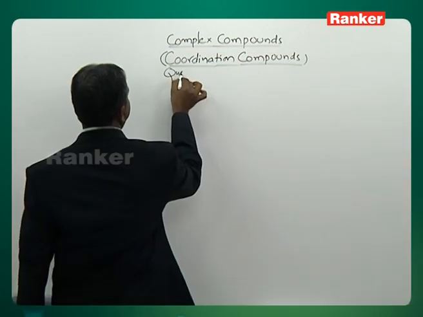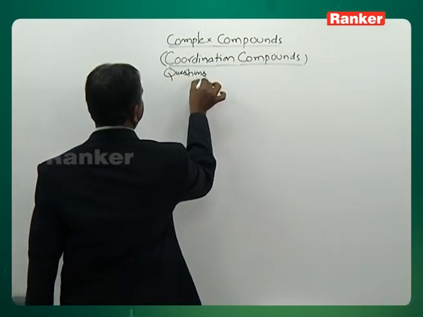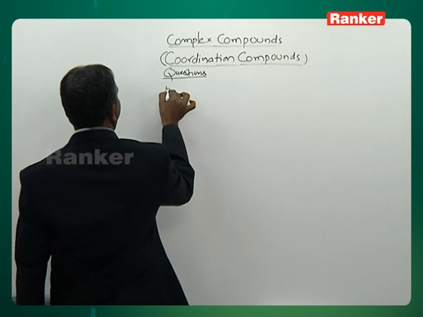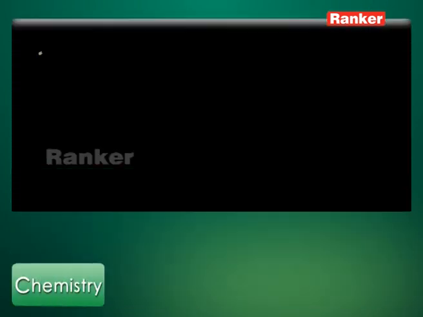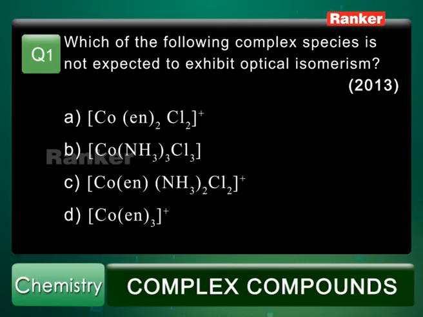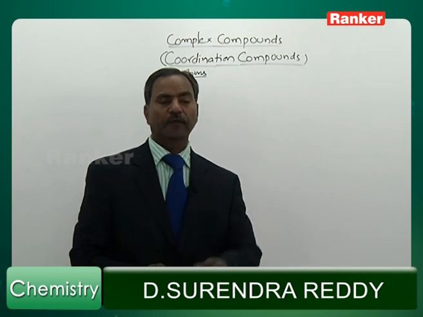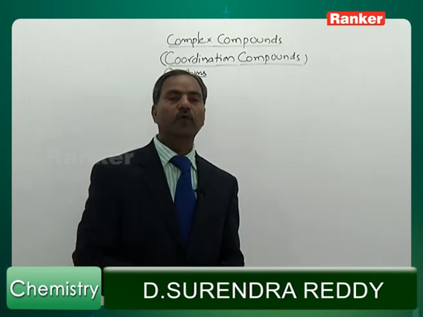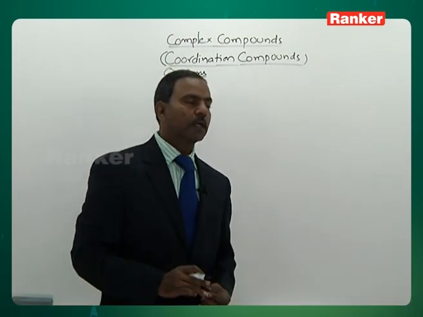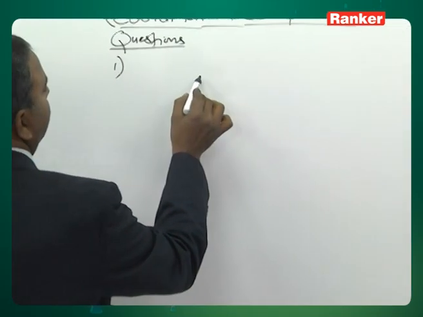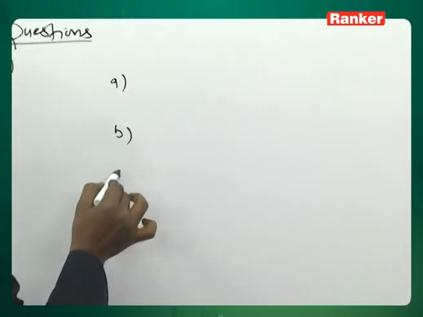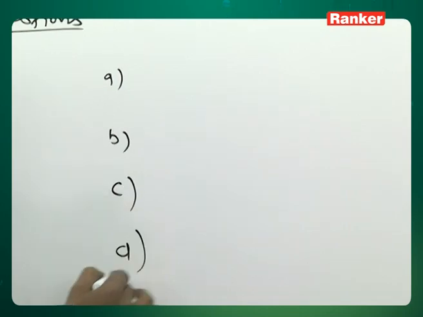Questions. Question number 1. Which of the following complex species is not expected to exhibit optical isomerism? This is an important question that appeared in the 2013 IIT Advanced. Now, see A, B, C, D.